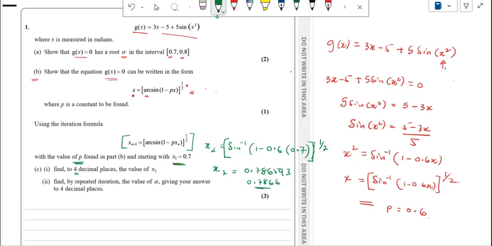And then to 4 decimal places, you just have 0.7866 as your answer. And then the same, find by repeated iteration the value of alpha, giving your answer to 4 decimal places. You are going to keep on getting these approximations, x3, x4, x5, and so on. But as we said, there's always a simple way of doing this on the calculator. Now, I'll show you on the calculator what I put into the calculator.